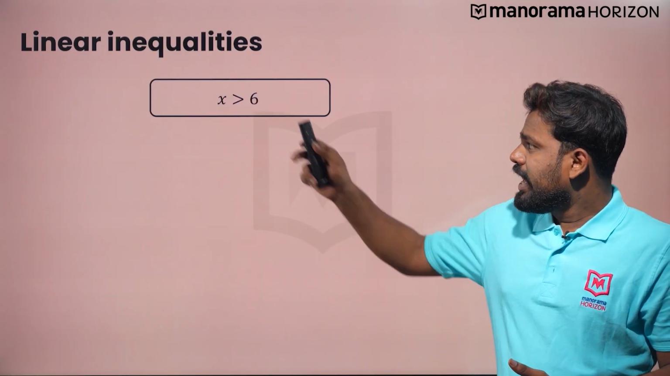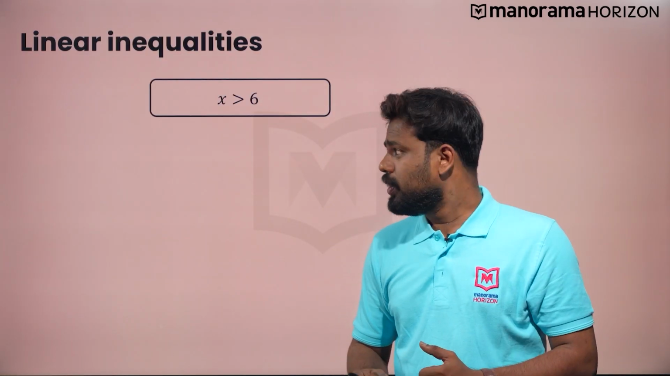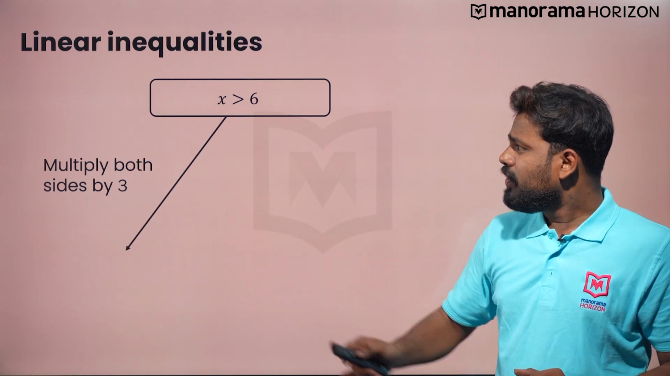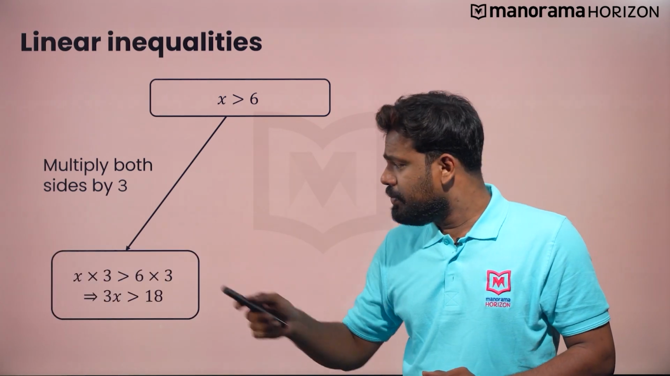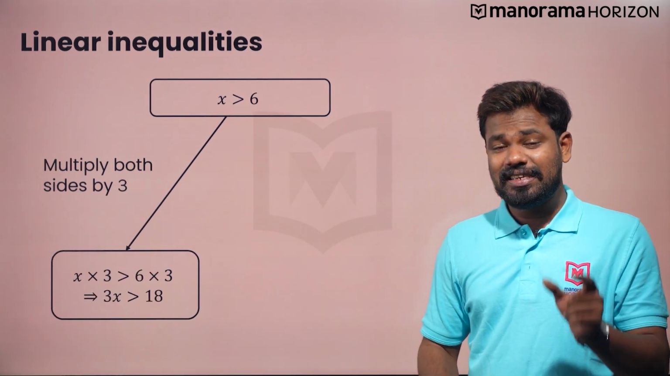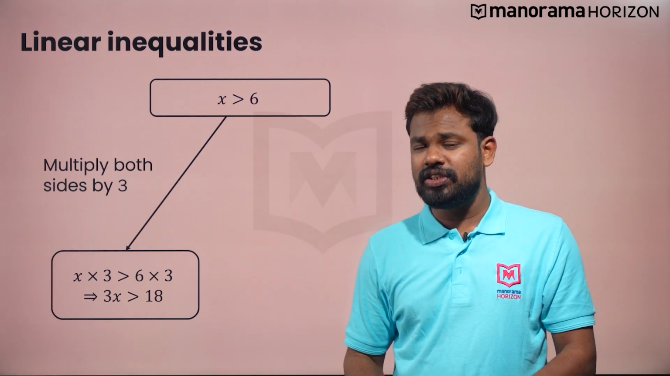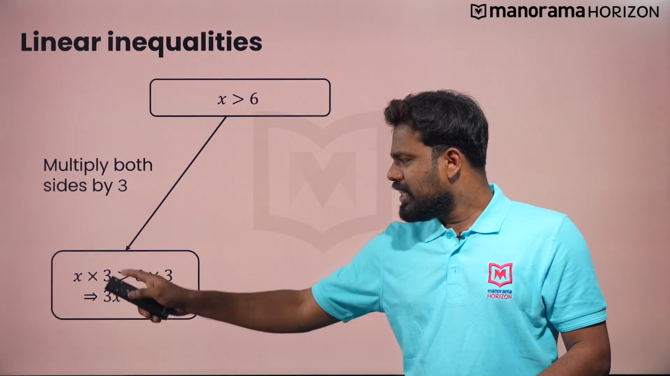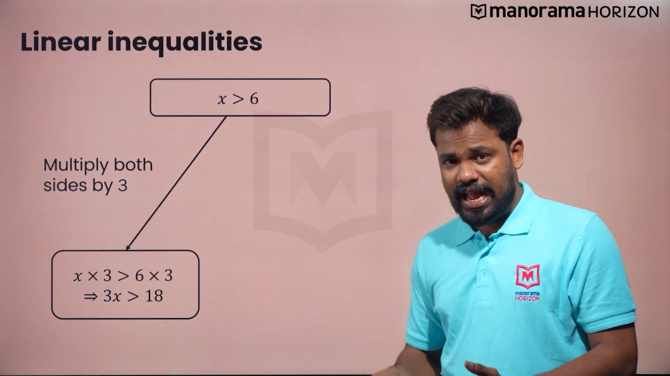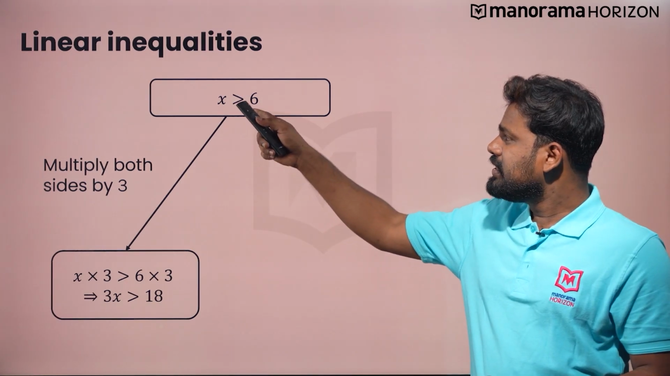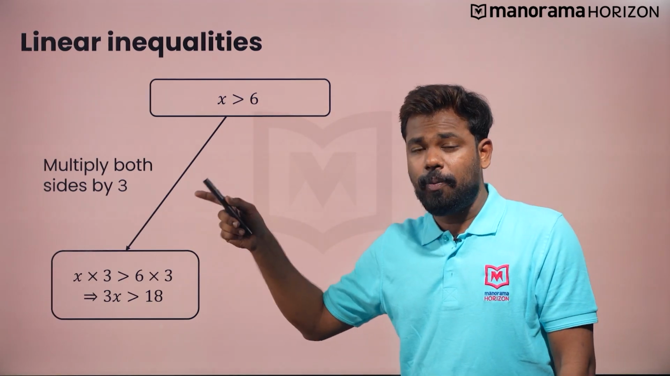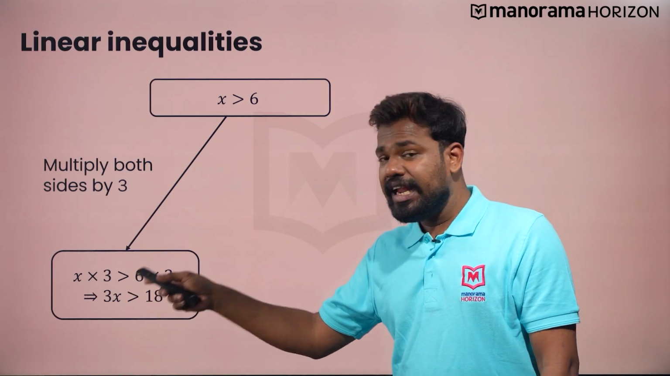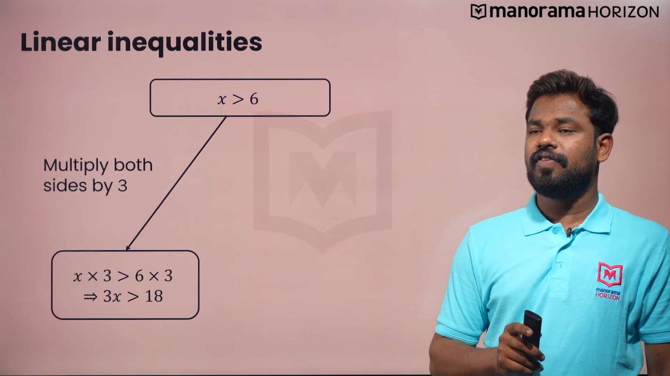Now moving on to the next one, again x greater than 6. The next rule: here if I multiply on both sides by how much? 3. So if I multiply x greater than 6 by 3, I will be getting x into 3 greater than, still it is greater than. The sign did not change, it is still greater than, and it is greater than what? 6 into 3. So what is that? 3x greater than 18. So again, if I take this linear inequality and multiply by a positive number, remember, I'm multiplying by what? A positive number. The sign does not change. It remains greater than itself.